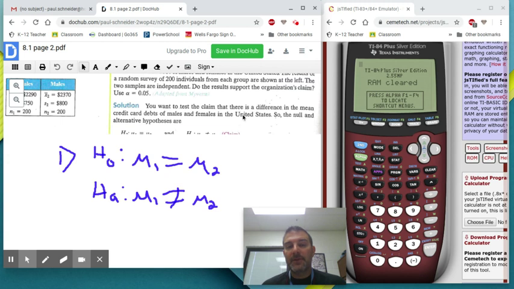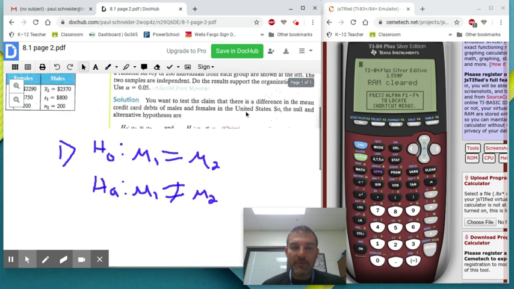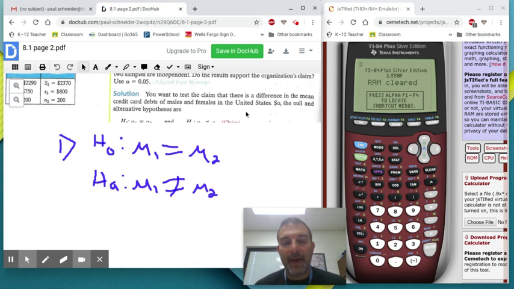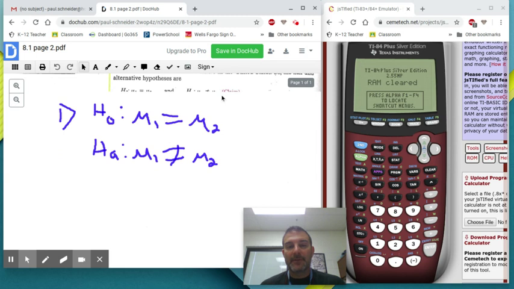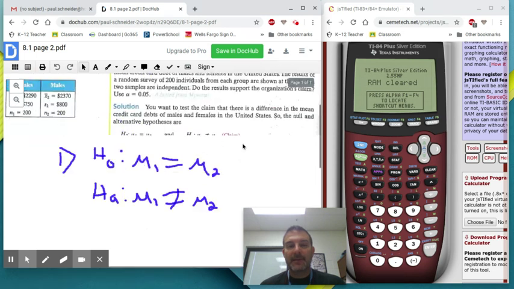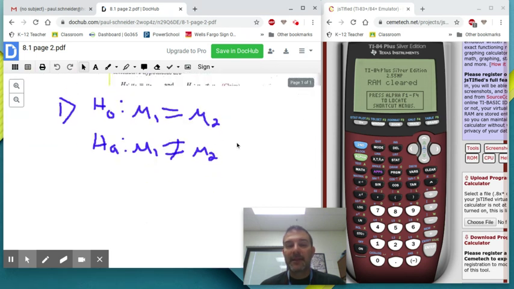The other thing we need to do is say which one of these null or alternative hypotheses is our claim. You can see in the solution that it says the claim is that there is a difference. So if there is a difference, they do not equal each other. Let me choose a different color here. So our claim is going to be this one.